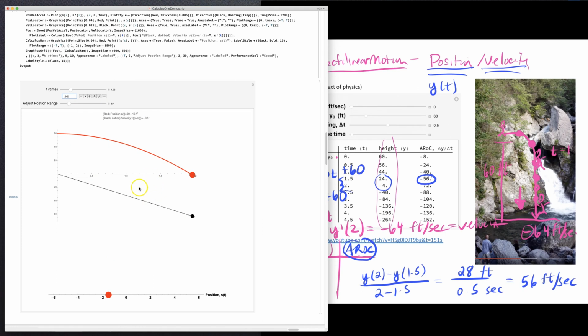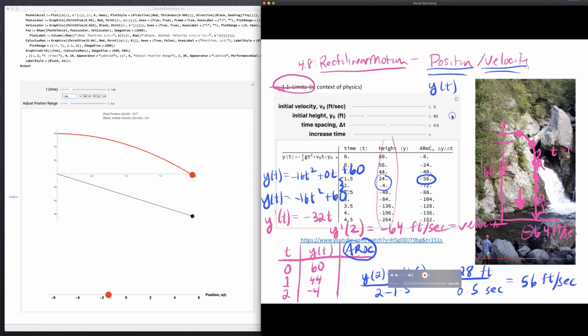Okay, so we can see that the velocity is always negative. That means the object is always moving to the left, or down in this case. And then at some point, we reach the surface of the water at 0 height, about 2 seconds, and the velocity there is minus 64 feet per second. Okay. So this can be done again with a position and a velocity.